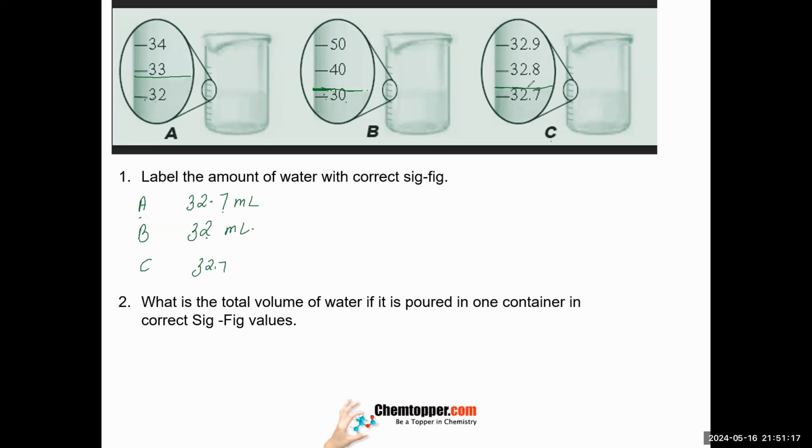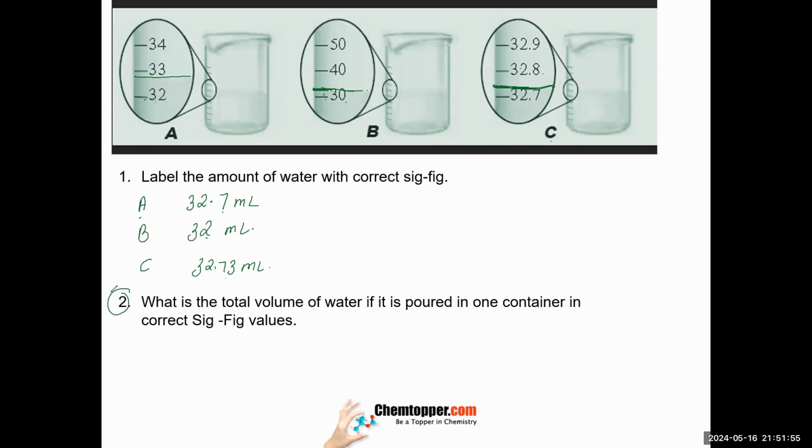Now it's very close to 7 only, not to 8. So I can say 32.73. This one, can I take as 7.3? Estimation, you can take 7.4 milliliter, but you have to be slightly accurate with your judgment. You cannot say 32.79. It's not closer to 32.8. So 7.3. So this is how we can label the amount of water with correct significant figures in A, B, C.